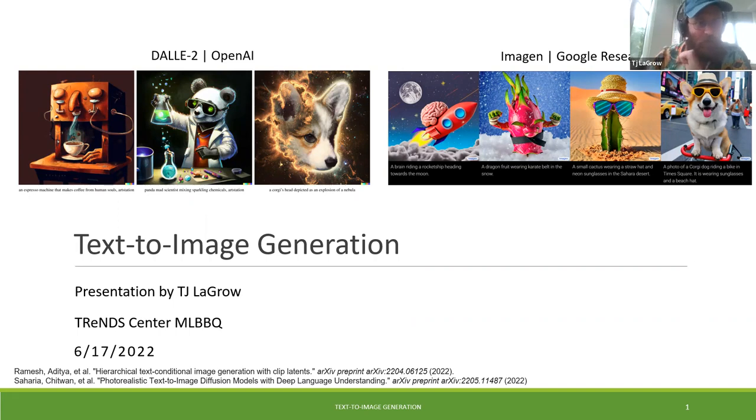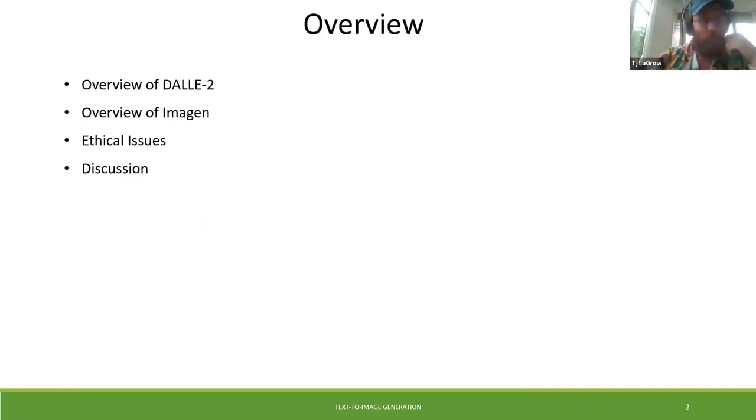Brief disclaimer, I do have most of the presentation done, but I might switch over to different papers to go through some of the architecture and different things that I have not put in the presentation, but very light presentation. So if you do have questions, please feel free to stop me and ask questions. But yeah, so for the overview, we're going to go over DALLE-2, then go over some Imagen ethical issues, and then discussion at the end.